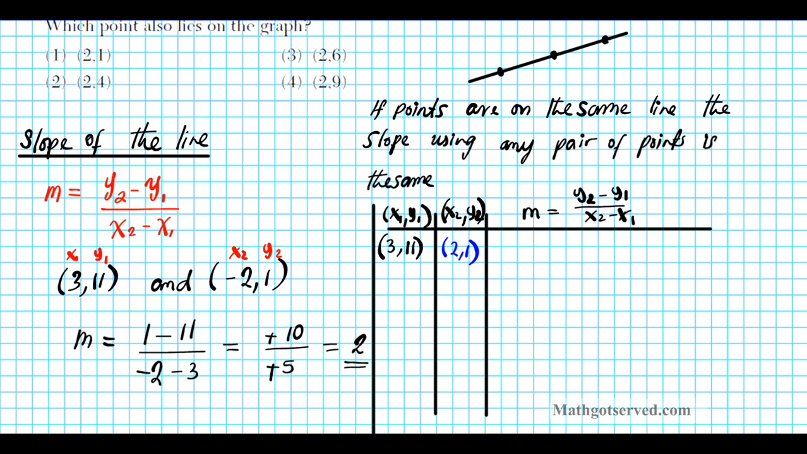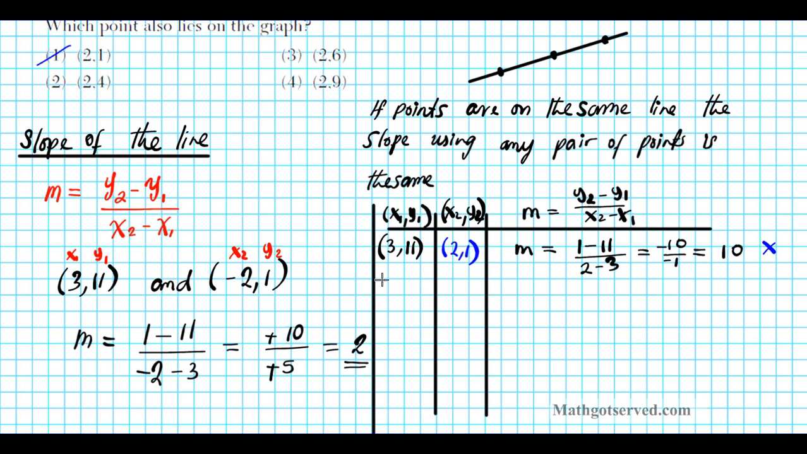Let's go ahead and calculate it. The slope m is equal to y2 minus y1 divided by x2 minus x1. Do the calculations: you have negative 10 over negative 1, which is positive 10. 10 is not equal to 2. That means (2, 1) does not fall on the line. That's wrong.